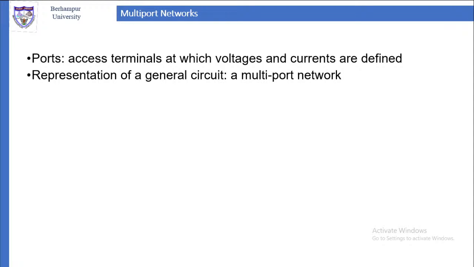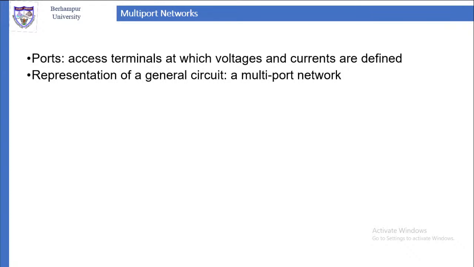The ports and their representation of a general circuit. If there are more than one port, then we call it a multi-port network. The circuit is called a network. It is called a multi-port network if there are more than one port. Usually there will be two ports. Some circuits have one port, a single port. Those are called single-port networks.